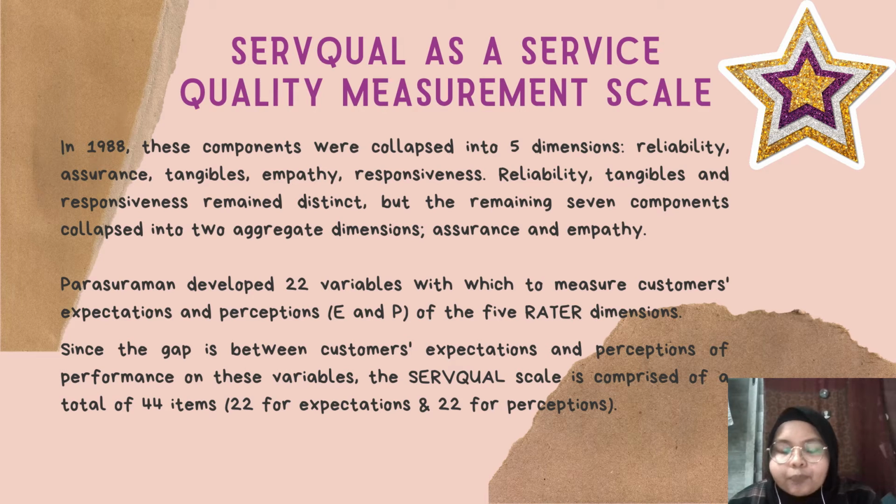assurance and empathy. Parasuraman developed 22 variables with which to measure the customer's expectations and perceptions, the E and P, of the 5 rated dimensions. And since the gap is between customers' expectations and perceptions of performance on these variables, the Servqual scale is comprised of a total of 44 items, 22 for expectations and 22 for perceptions.